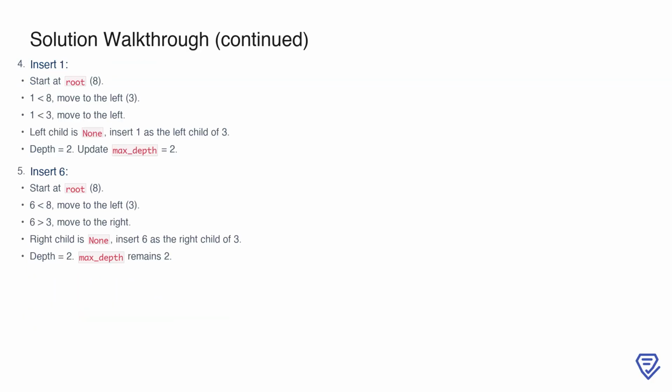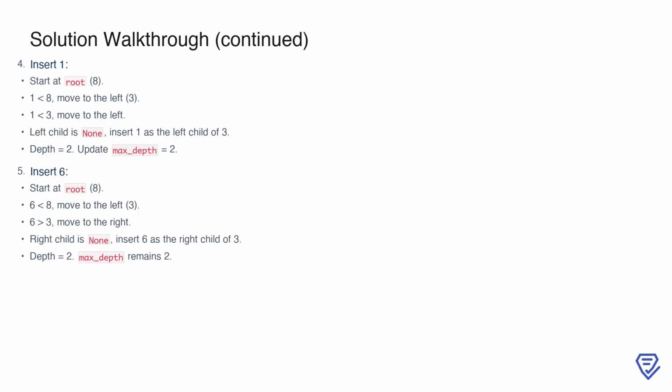The next value to insert is 1. Starting at the root, 1 is less than 8, so we move to the left child, which is 3. Since 1 is less than 3, we go to the left child of 3. The position is null, so we insert 1 as the left child of 3. The depth of this insertion is 2, so we update the maximum depth to 2.